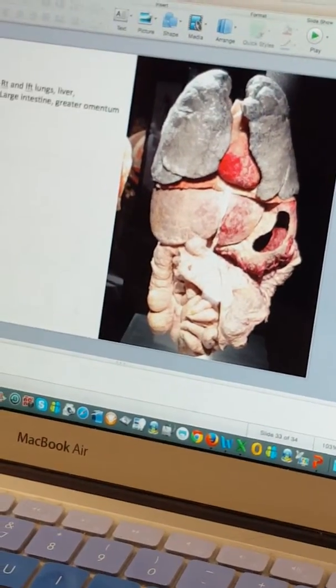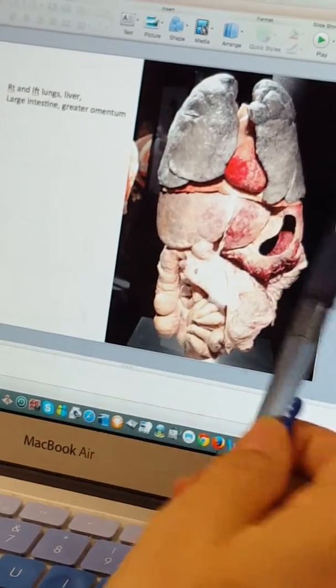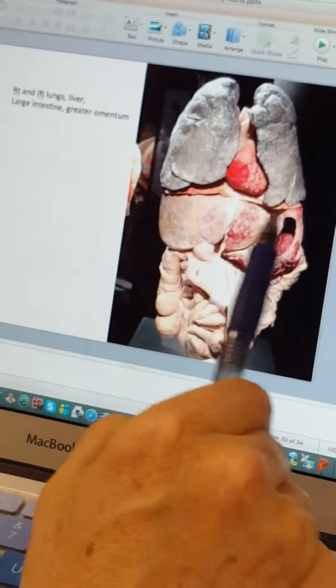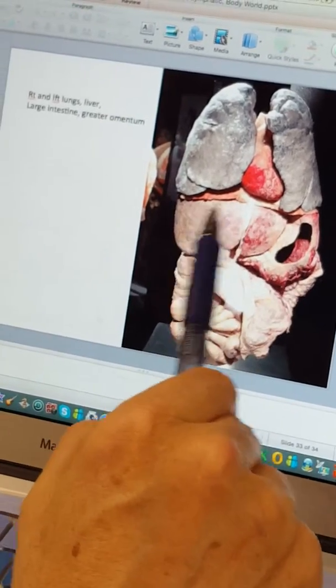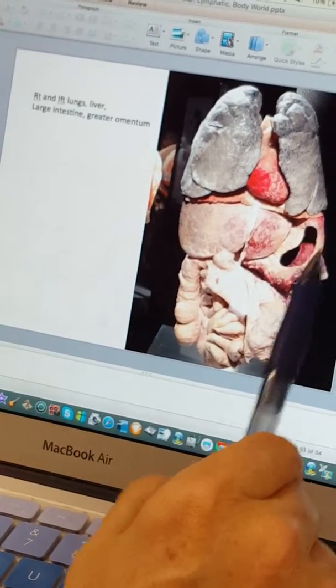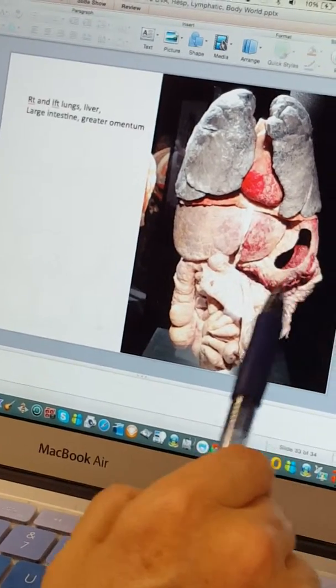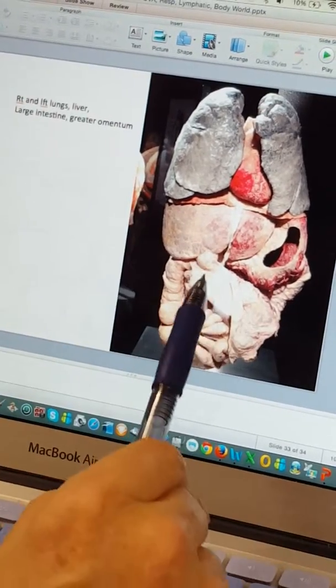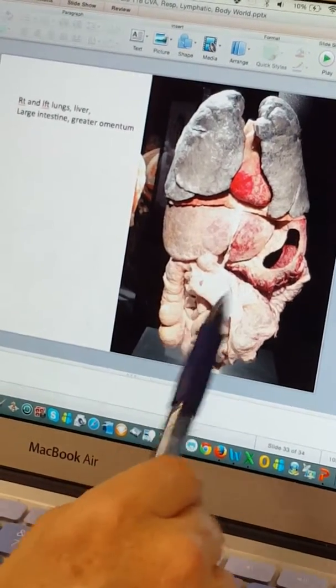Okay, nice one here of more of the viscera, right? Right and left lungs, liver. There's the diaphragm. I didn't mention it. There's the diaphragm there. There's the liver right there. Okay, and then here's the stomach. There's a hole cut into the stomach. There's stomach there, and then this drapery-like membrane is called the greater omentum. All of this right here.